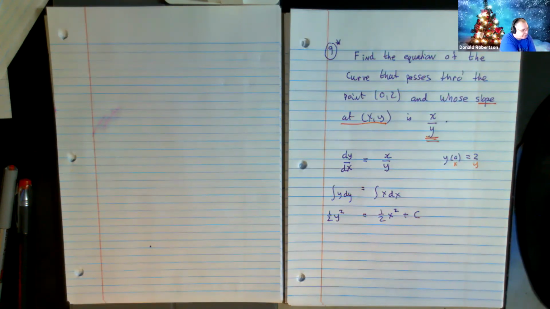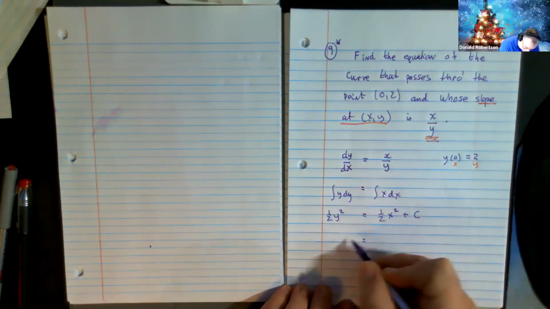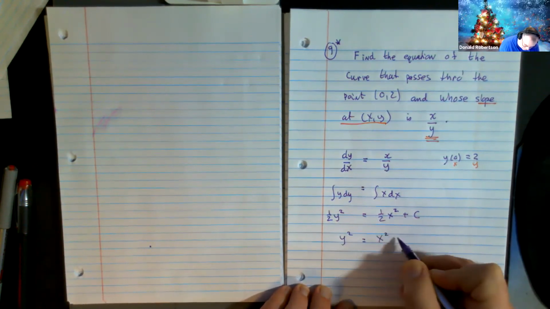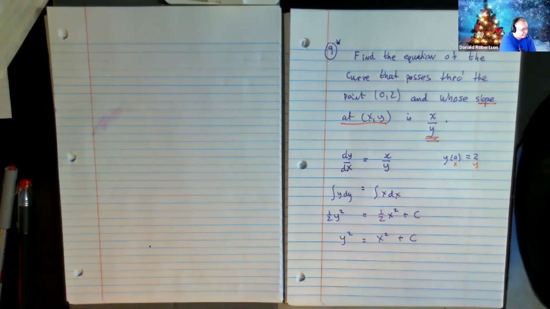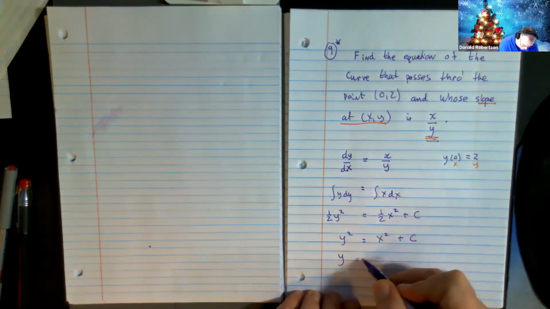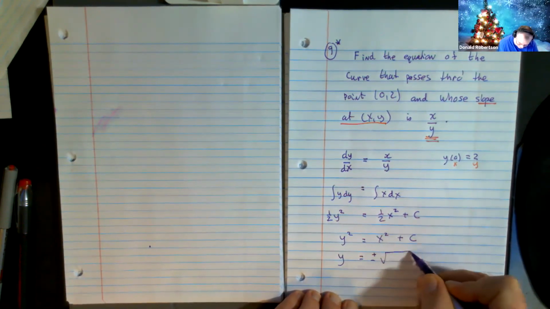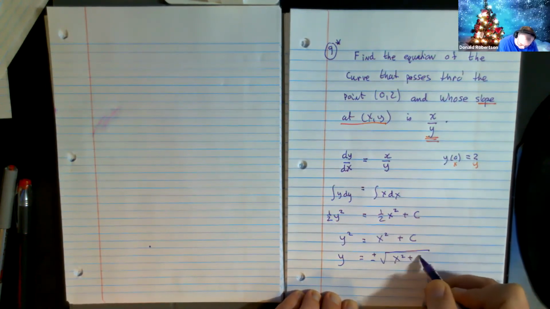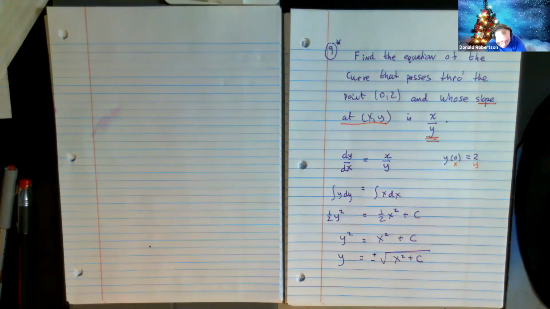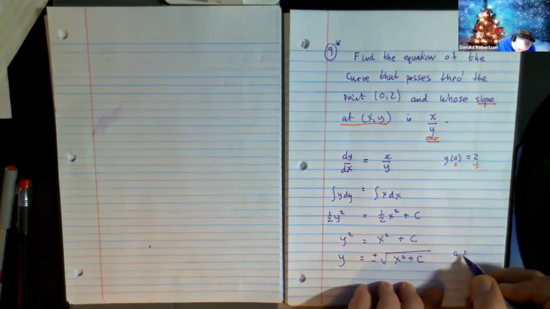So far, so good. Would you agree this is a candidate for being rewritten as y equals? So multiply everybody by 2. And get y. Right, and remember, square roots generate pluses and minuses. So right now, that's our general solution, right?